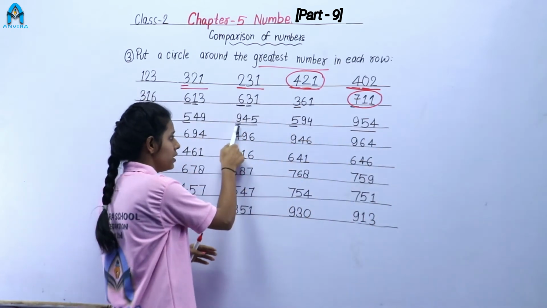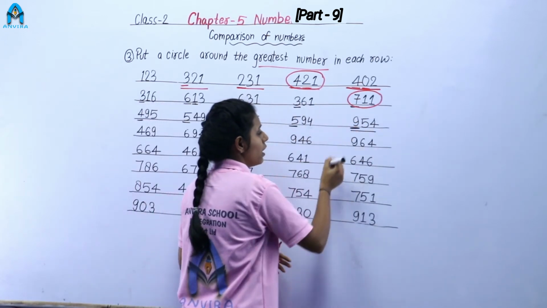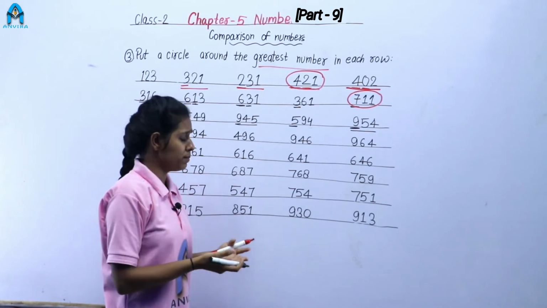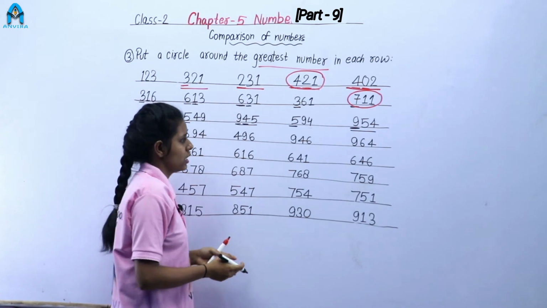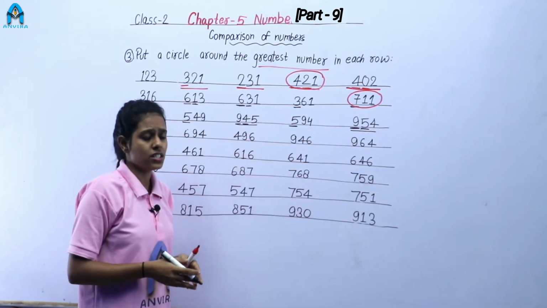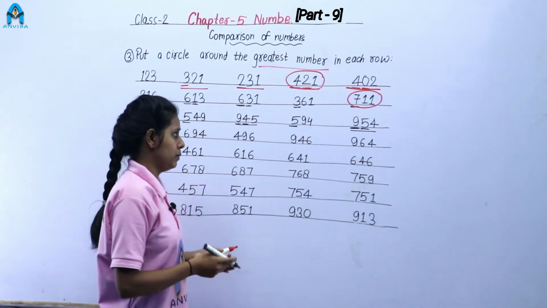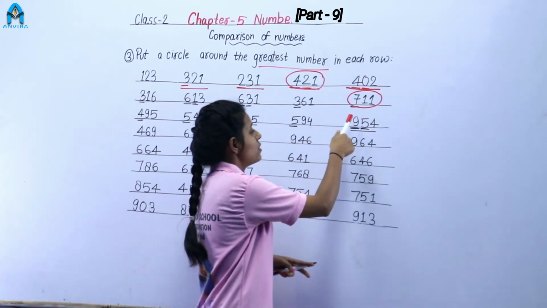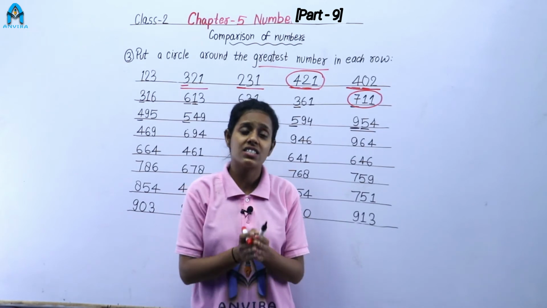So, here is 900 and here is also 900. So, now let's go to the tens place. Here is 4 tens and here is 5 tens. So, which is greatest? Yes, 5 is greatest number. So, we say in this row 954 is the greatest number.